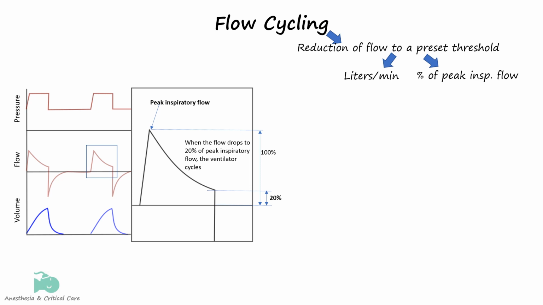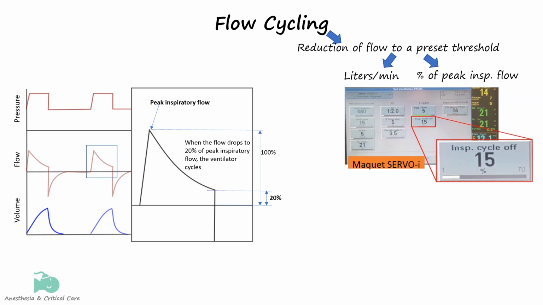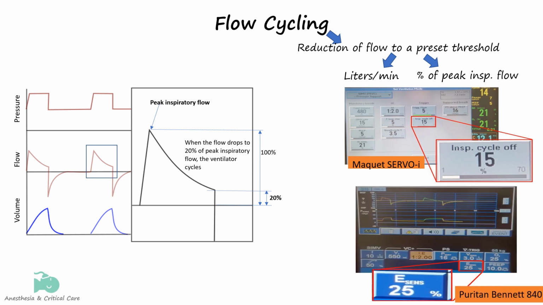In some models, it is possible to set this value as an absolute number, such as 5 liters per minute. The Maquet Servo-i represents the flow cycling variable as a percentage of peak inspiratory flow and offers a range of settings from 1% to 70%. In contrast, the Puritan Bennett 840 provides a maximum setting of only 45%.